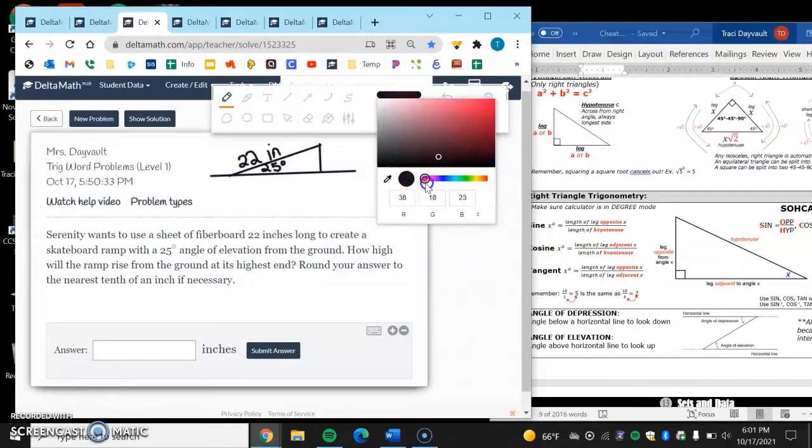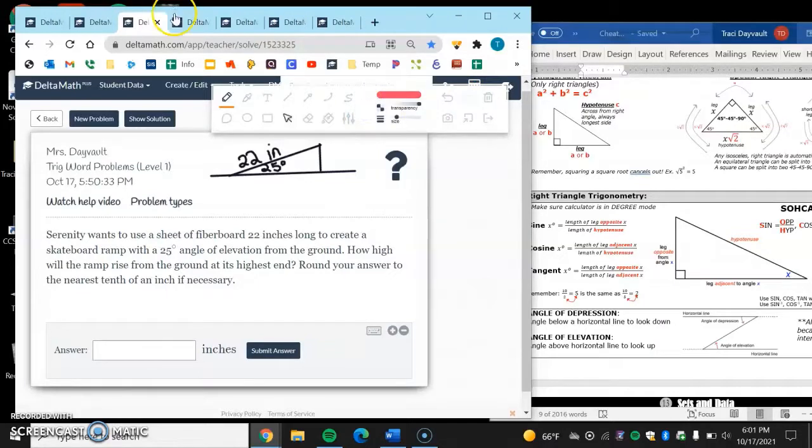So we're thinking about this right triangle here, and my right angle would be right here. When it's asking how high will it rise, is that asking for this leg or this leg? That would be asking for this leg right here, because it says how high at the highest end. Leg A would represent the ground when the ramp ends.